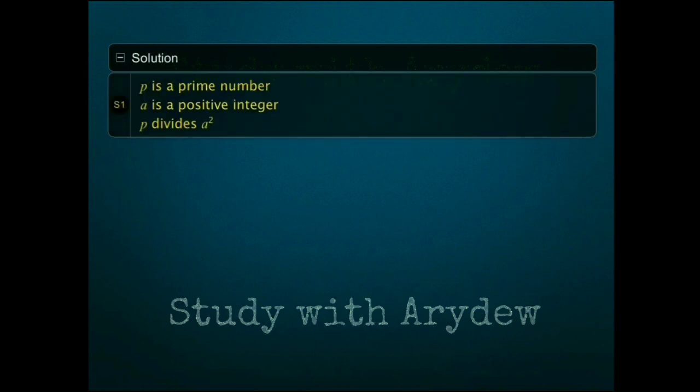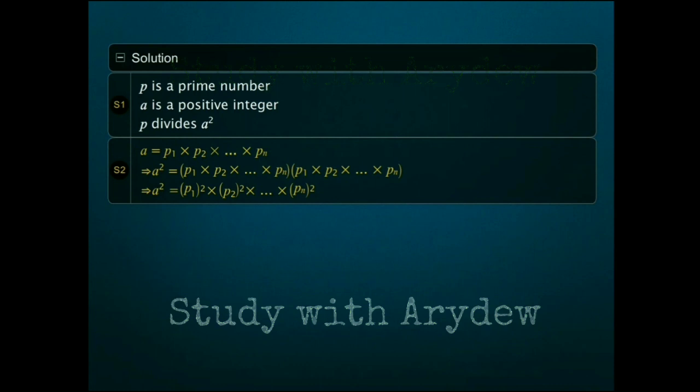We are given that p is a prime number, a is a positive integer, and p divides a squared. Let the prime factorization of a be p1 times p2 times and so on times pn. Therefore, a squared equals p1 squared times p2 squared times and so on times pn squared.